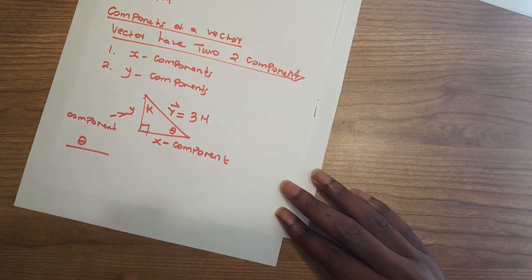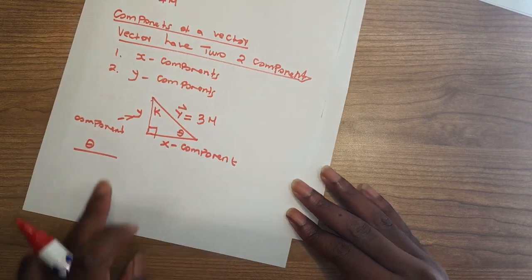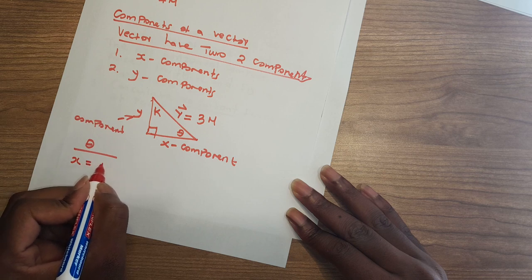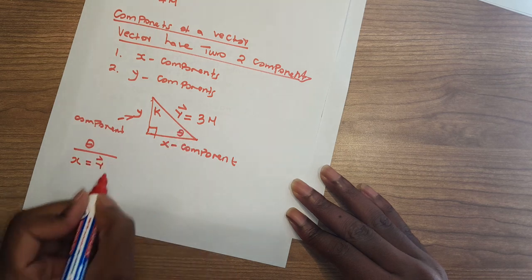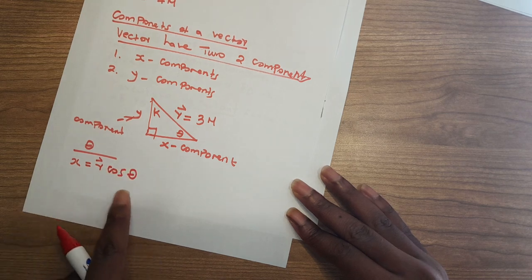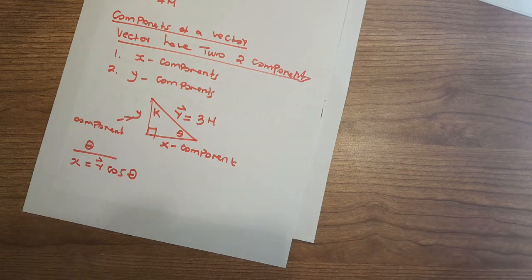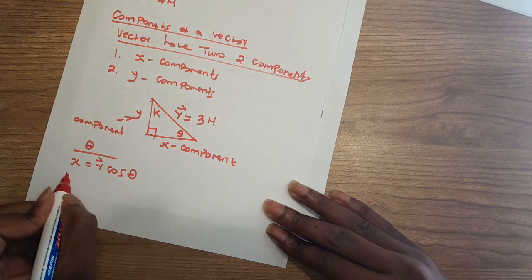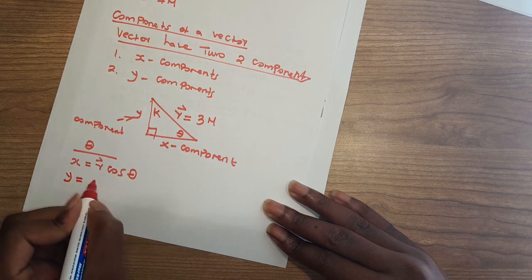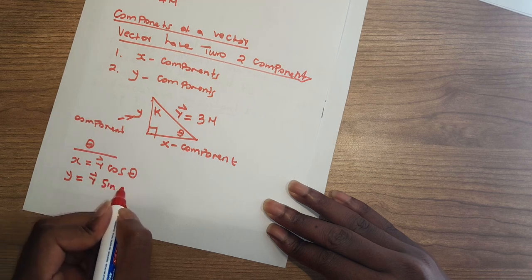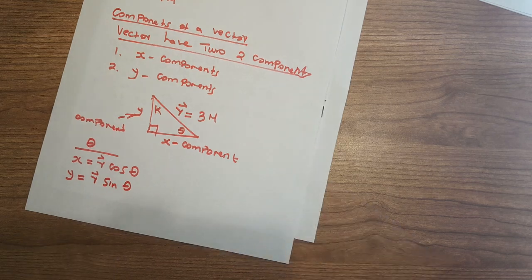If you are using this theta, this is your triangle, and you are using this theta, how can you find the x component? So the x component is going to be r, that is the resultant vector r, the cos of theta. This becomes your x component. But what about if I want to find my y component using theta? So my y component using theta, it's going to be r, the sine of theta, all right? This is going to be r, the sine of theta.